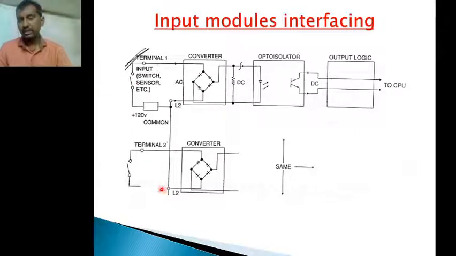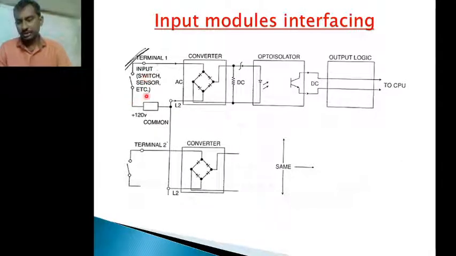For convenience, here we explain only one terminal. Like this, we have nearly 32 terminals for a 32 terminal input module. The remaining construction is the same. Only the input devices change, that means at every terminal we may have different devices. For example, here we consider one switch or sensor, etc.